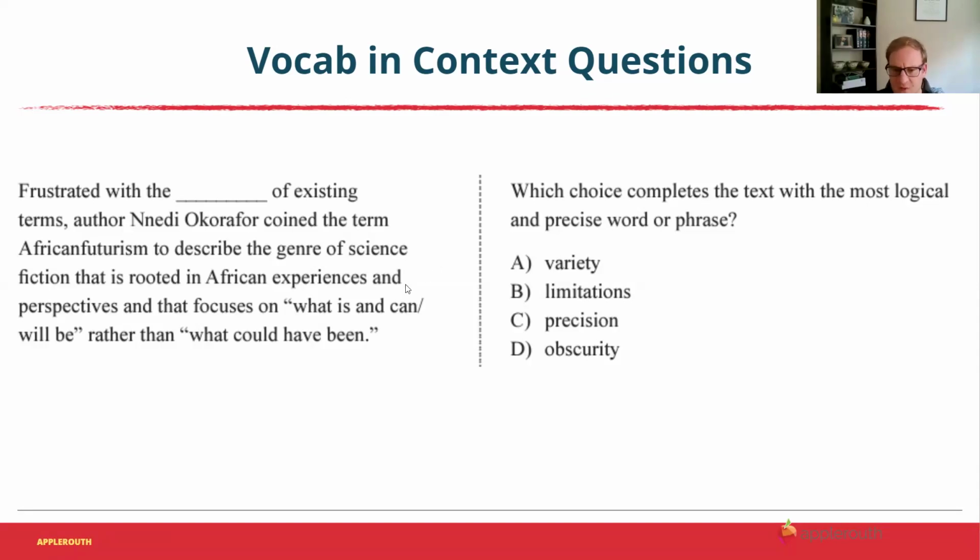For those of you who are looking at this one, the answer is indeed B, because the author is frustrated with something. So it wouldn't be variety or precision, which are positive words, and then obscurity means something that's not very well known or kind of hard to access, and that doesn't work in context. So B is in for that.